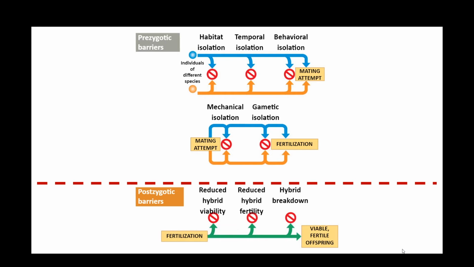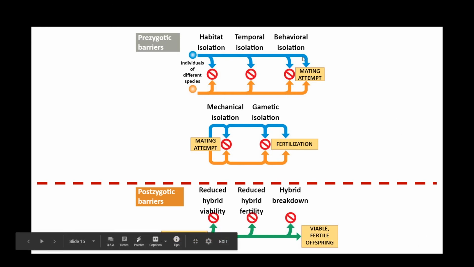Now let's talk about our postzygotic barriers. Before we go into detail about the different types of postzygotic barriers, keep in mind that there's one easy way to separate them into the two groups. Prezygotic barriers are all before fertilization. However, postzygotic barriers are all after fertilization, so they all involve hybrids.